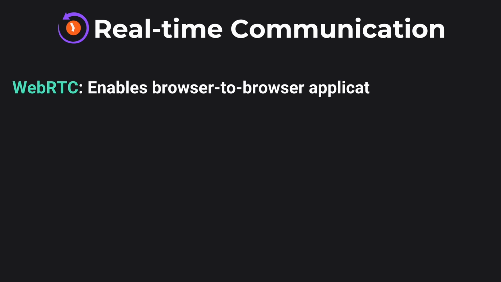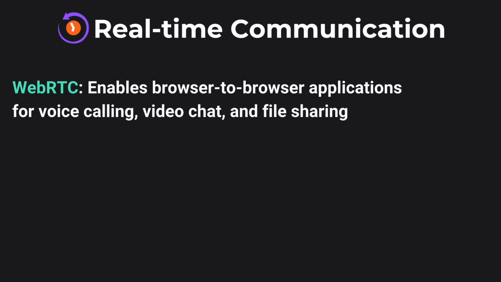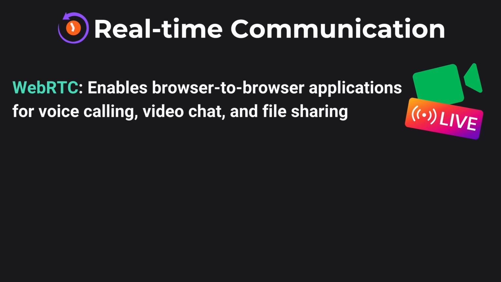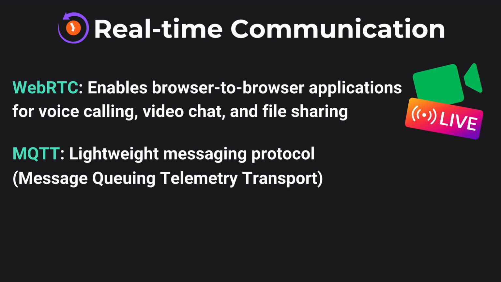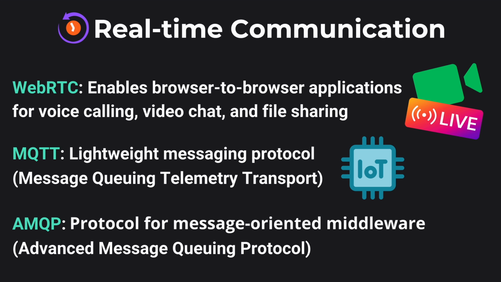There are also real-time communication protocols like WebRTC, which enables browser-to-browser applications for voice calling, video chat, and file sharing without internal or external plugins. This is essential for applications like video conferencing and live streaming. Another one is MQTT, which is a lightweight messaging protocol, ideal for devices with limited processing power and in scenarios requiring low bandwidth, such as IoT devices. And AMQP is a protocol for message-oriented middleware, providing robustness and security for enterprise-level message communication. For example, it is used in tools like RabbitMQ.